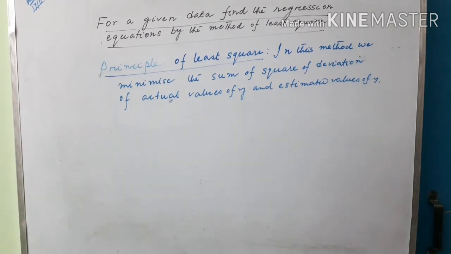Now the method of fitting a straight line, or whatever the curve may be, depends on the principle of least squares. Now see what the principle of least squares is. It is a method which minimizes the sum of squares of deviations of actual values of y and estimated values of y. Now let's see what the actual value of y is and what the estimated value of y is.